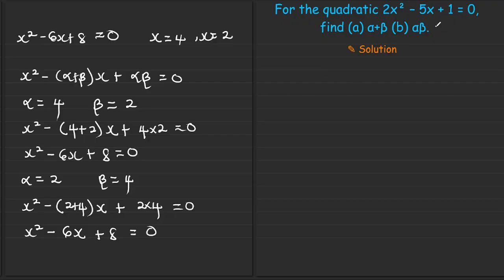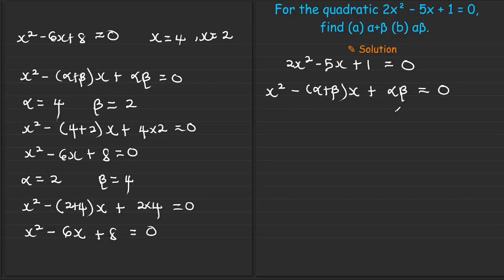So for our equation given in the question, that is for the quadratic, we have 2x squared, then minus 5x, and then plus 1 is equal to 0. And we know our equation is given as what? x squared minus the sum of the roots, so alpha plus beta, x, and then plus the product of the roots, so alpha beta, and that gives us 0.